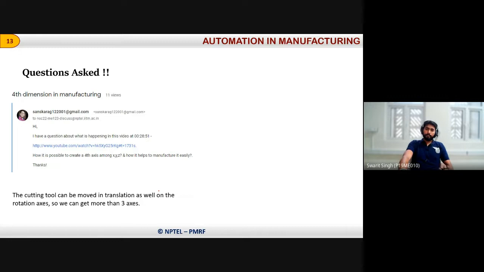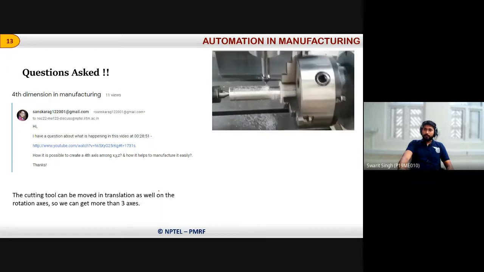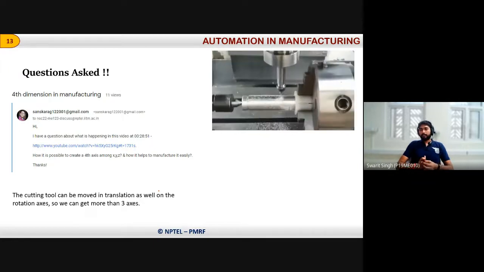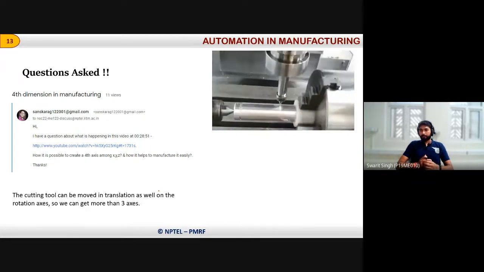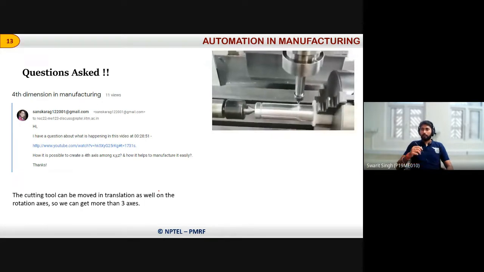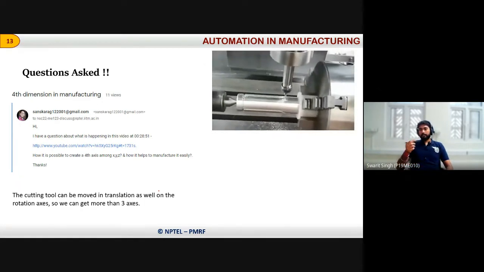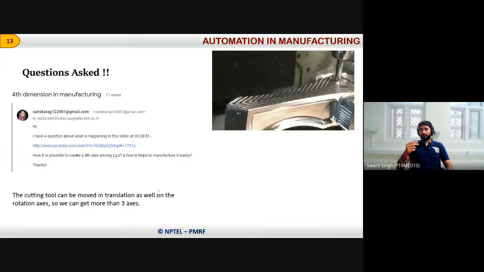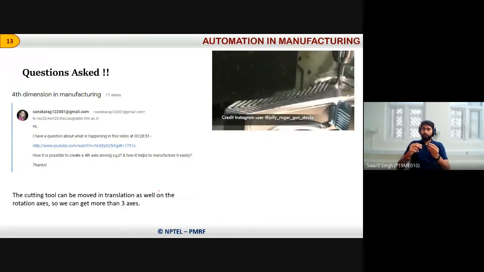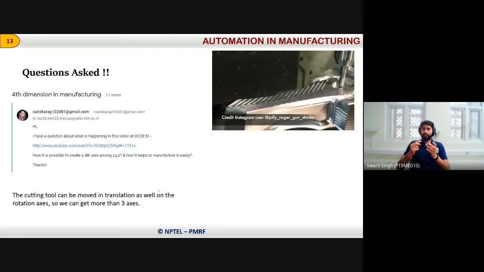So the 3 axes are movement in X, Y, and Z, and then there is a rotation of the cutting tool, and a translation of the cutting tool, which gives another degree of freedom to the machine. Here I am going to show you a 4-axis CNC machine, and how it is operating. Your tool already has XYZ motion, and the workpiece chuck where the workpiece is mounted is also rotating. So it is giving the fourth axis.